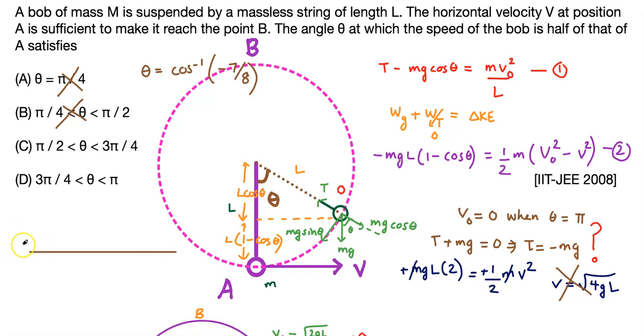So on this line, I'm going to plot theta, and on this line, I'm going to plot cos theta. Okay. So when theta is pi by 2, cos pi by 2 is 0. When theta is pi, cos pi is minus 1. When theta is 3 pi by 4, what's cos 3 pi by 4? Well, it's minus 1 over root 2. And now we need to understand where minus 7 over 8 lies, right?